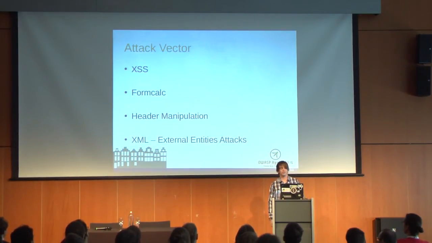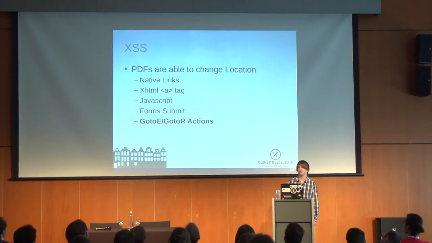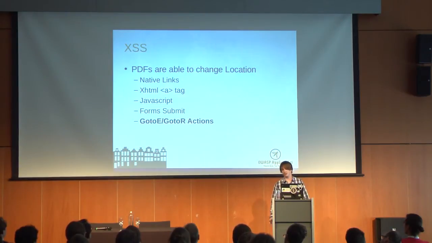So let's go to the attack vectors. I'm going to show you how you can still execute JavaScript via PDF, although they try to block it. I'll also talk about FormCalc, then a possible header manipulation, and some external entity attacks I found. So cross-scripting is basically possible because PDF can change the location in a lot of ways. It has native links, like standard links you know, it supports a subset of XHTML, but it also supports the A tag. JavaScript can change the location, all kinds of submits can change the location, and actions can also change the location.